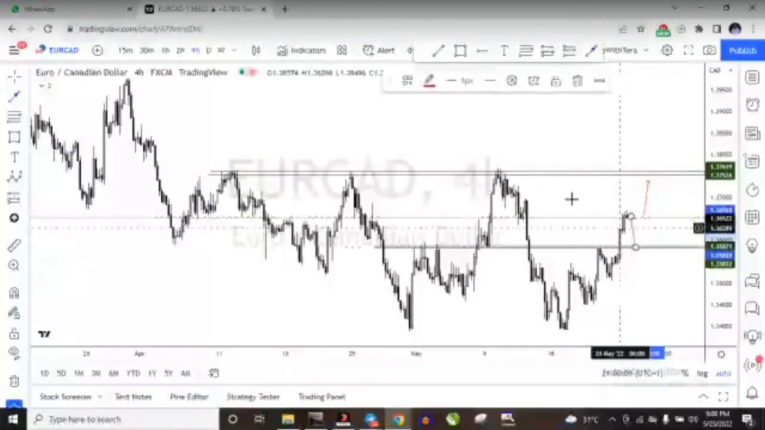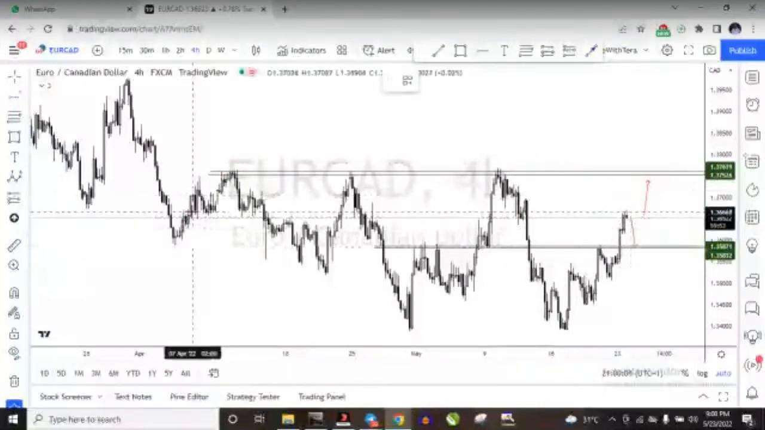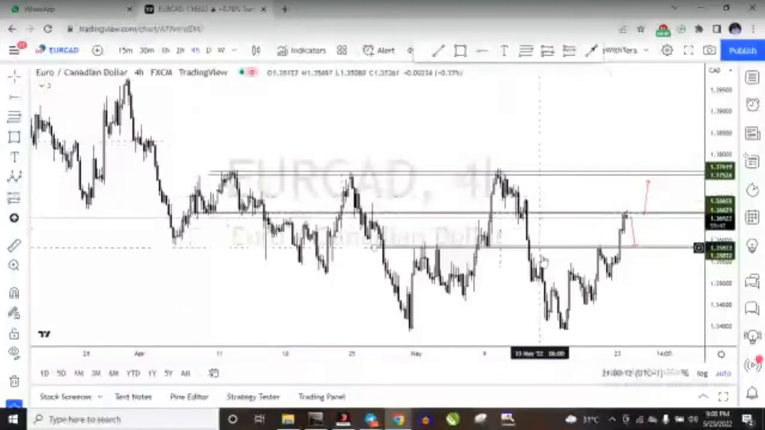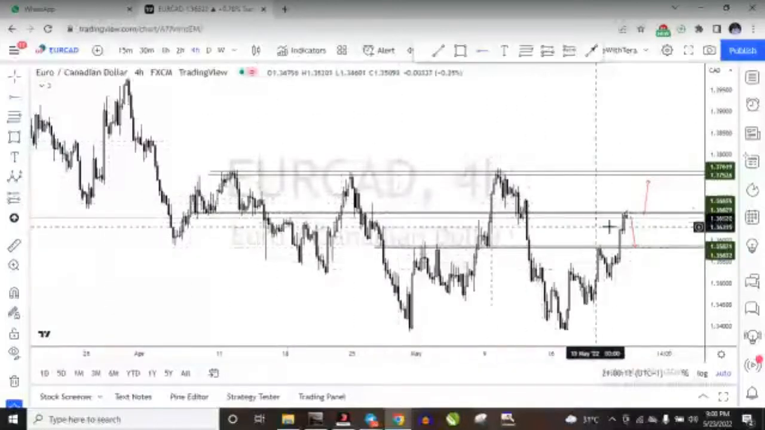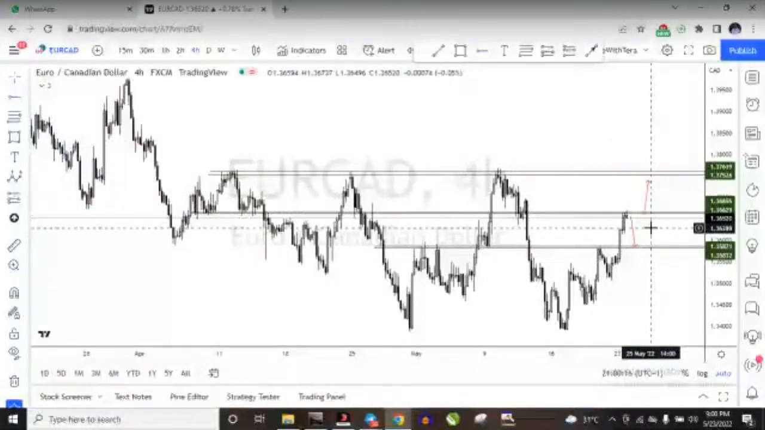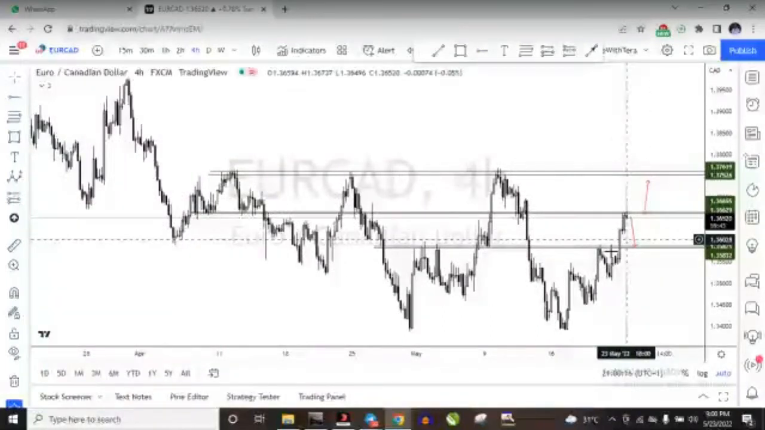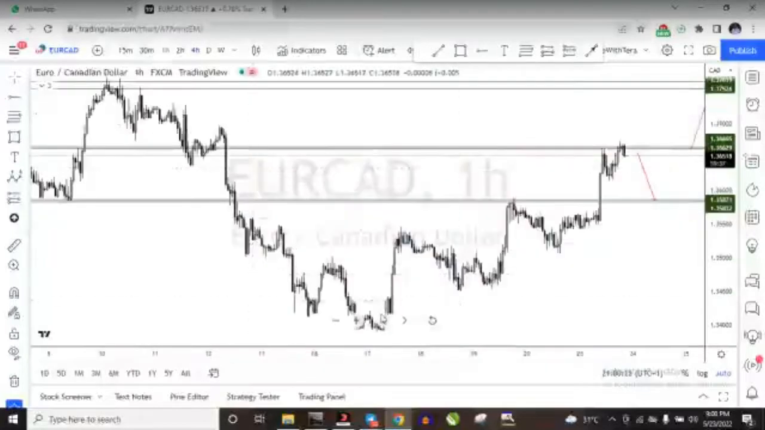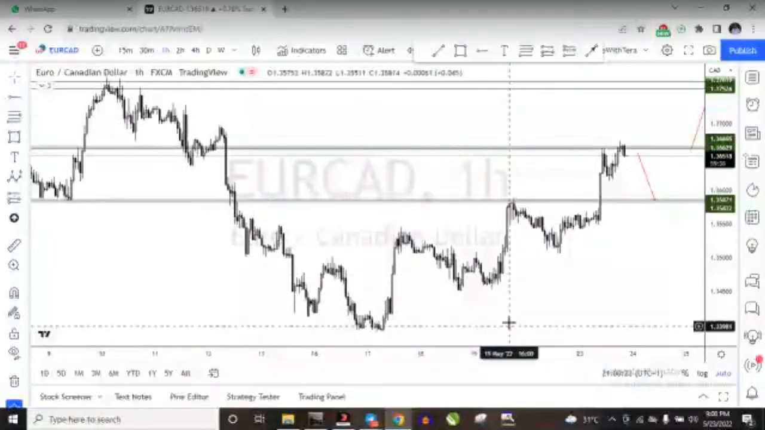Now let's look at this right here. Okay, I didn't see that before. Look at that. You can see that Euro CAD is also currently at a resistance level. I think you should pay attention to that resistance level because it might be important. One, two, three.